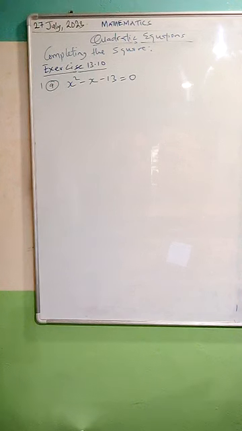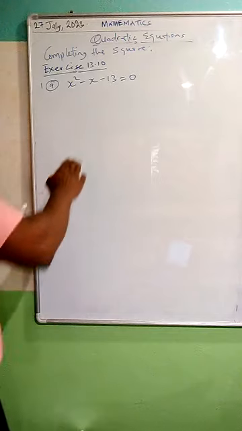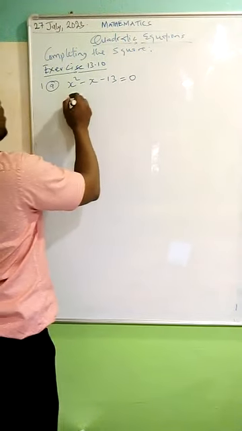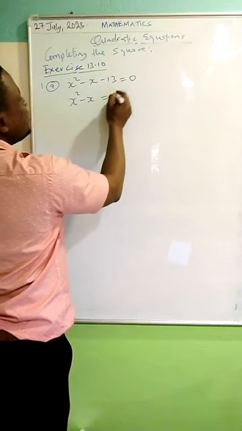We are going to do actual questions on completing the square. Let's start from here. The first thing I'm going to do is to take the constant value to the other side. So I'm going to have x squared minus x is equal to 13.